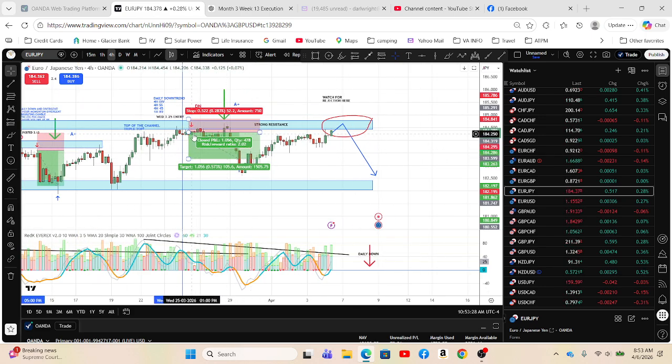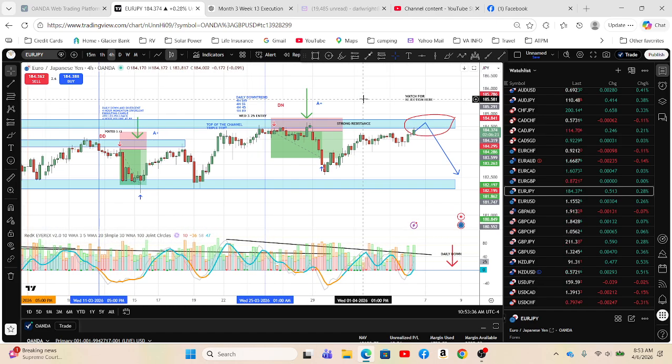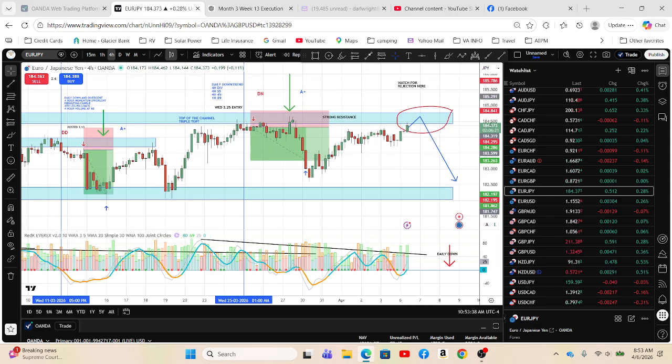So once we get that, then we decide whether we're coming in with a limit order or with a market order. So that's what we are currently looking for and watching for in this particular market.